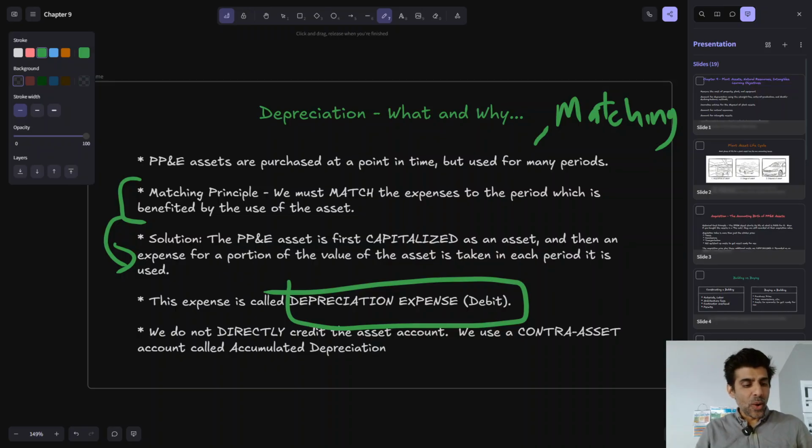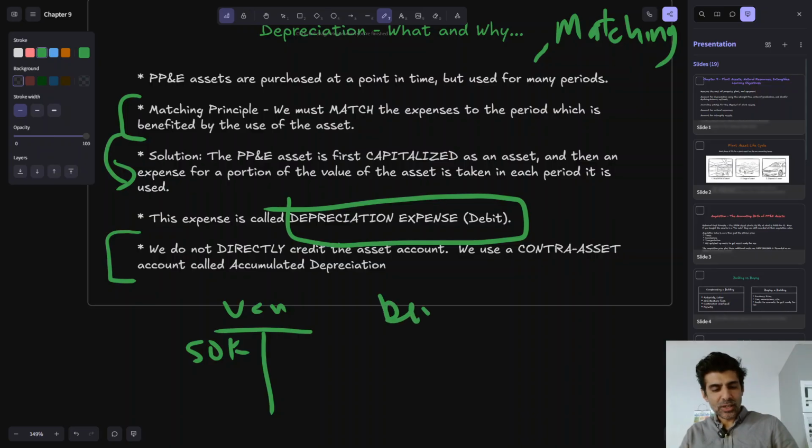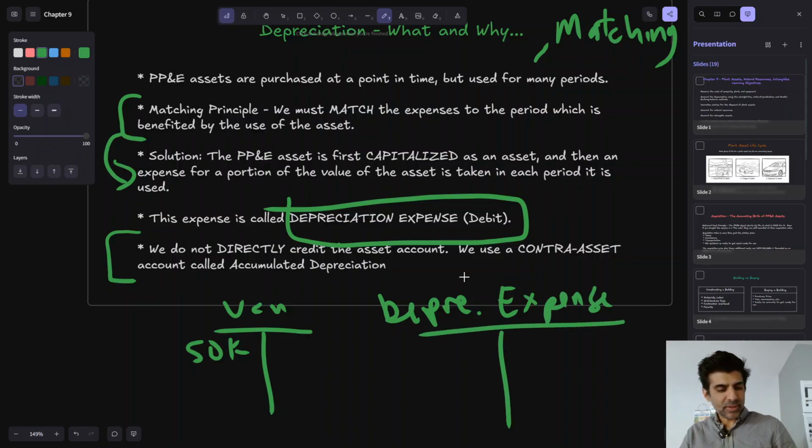And we don't directly credit the asset account because, let's say we bought our van for 50K, we have depreciation expense. Let's say we're going to do this 10K every year.